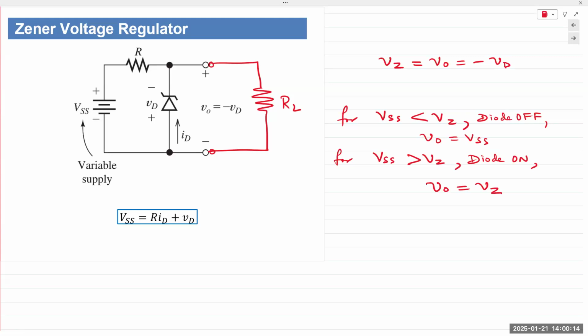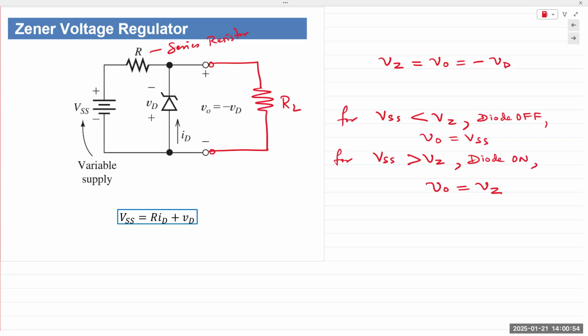So we have V in. Notice that there is a series current limiting resistor here. Otherwise, the circuit would not work. We have the Zener and we have RL in parallel. So the voltage is the same because they're in parallel. If V in increases, what happens to the current? Supply voltage increases, so supply current also increases, right? If supply current increases and there is no Zener diode, what happens to the load current? The load voltage and the load current would increase, right?